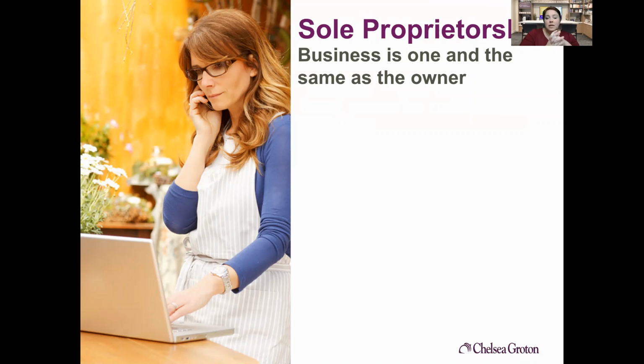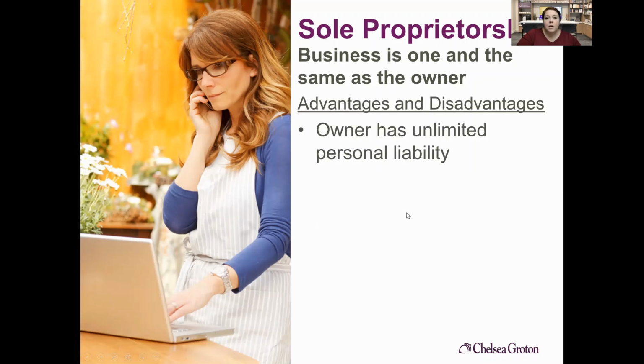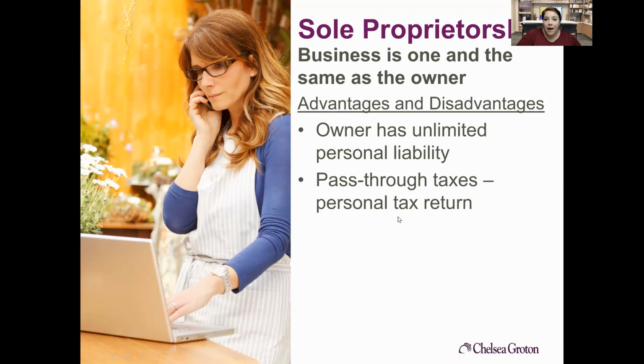So you might have seen somebody have their business, and maybe it's their name, right? A lot of bookkeepers or accountants might do that. Their business is them, so they just set their business name up under Sue Smith or whatever, because they're the sole proprietor. The owner has unlimited personal liability because you are your business. There's nothing that differentiates you from the business. Pass-through taxes go on your personal tax return, and the owner controls the business, which is great.